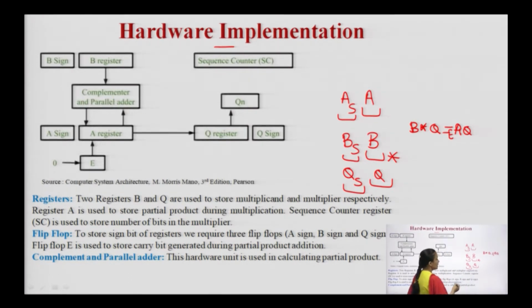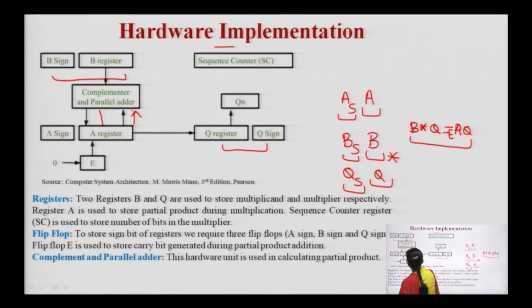So, finally, we are getting our result in EAQ. One number is stored in the B register in two parts, BS and B. The second number is stored in Q. They are being given to the parallel adder to perform the series of additions.